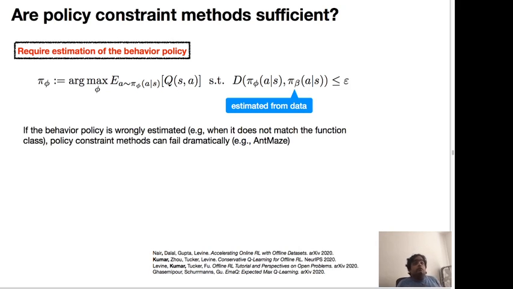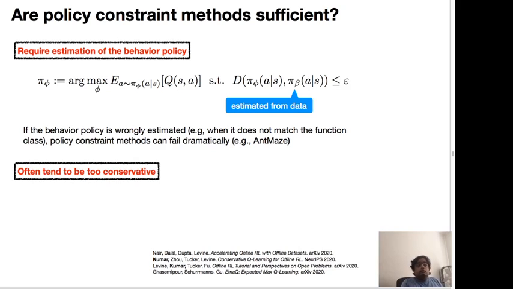However, if the behavior policy is wrongly estimated, for example, there's some mismatch between the function class that generated the data set and the function class you're using, and you're not able to match it, then policy constraint methods can fail dramatically, because in a sense, the whole foundation of the constraint is subject to the fact that the behavior policy can be estimated well. And if it is not, then you can fail dramatically. And this is one of the reasons that the ant maze task doesn't work, because the behavior policy is not estimated that great.